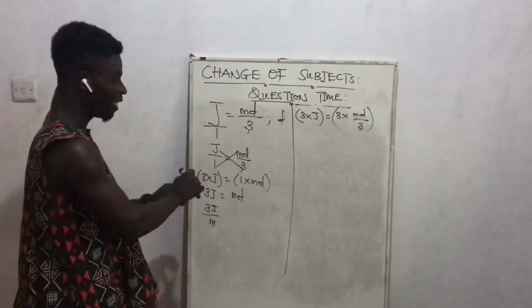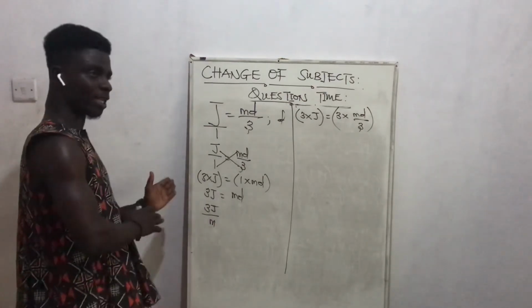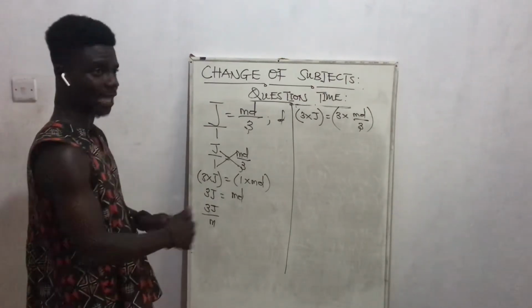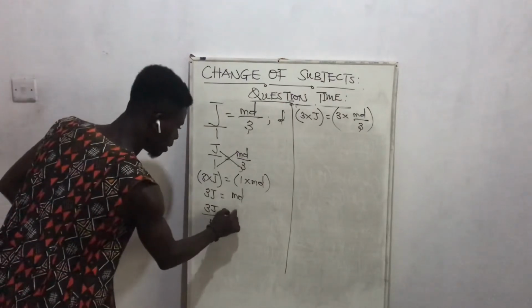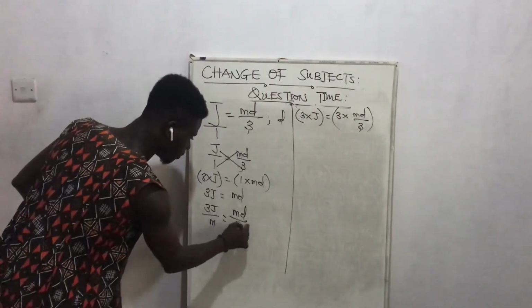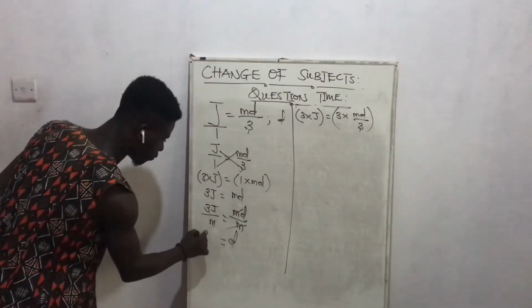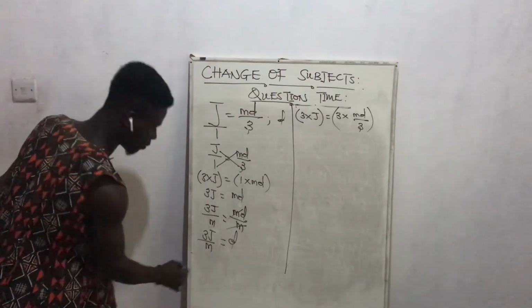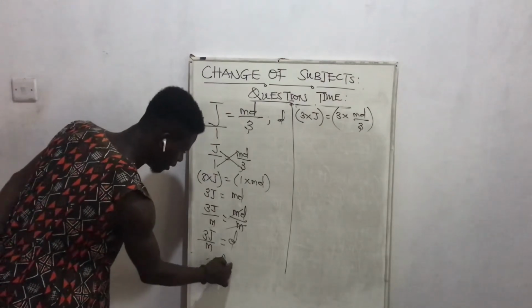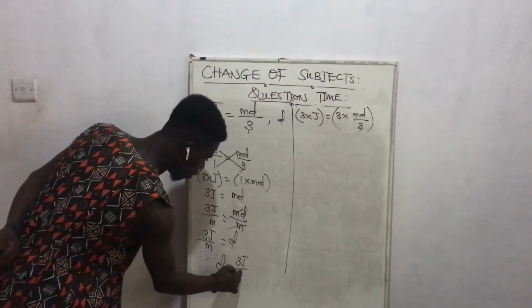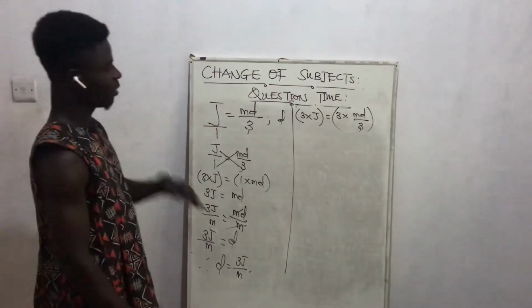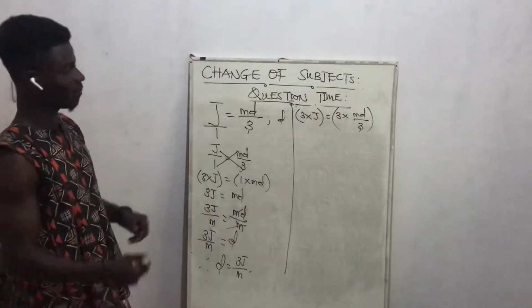So you divide each term, left hand side by what? M. Right hand side also by what? M. So MD all on what? M. This one cancels, right? So we have D being equal to what? 3G all on what? M. So therefore D equals what? 3G on M. So that's the first method.